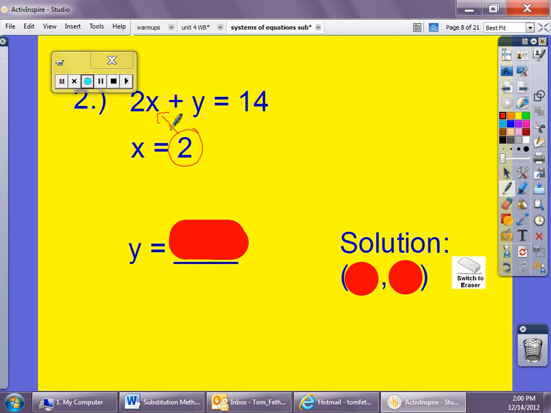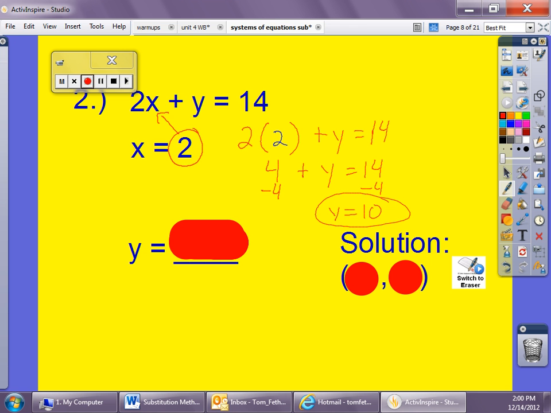So now I'm going to write a whole new equation. When I substitute in, I'm taking out the x, and I'm replacing it with this other 2. So we take out the x and we put in 2, and now we have to solve this for y. So we have 2 times 2 plus y equals 14. Well, we know that 2 times 2 is 4. So we have 4 plus y equals 14, and we can subtract 4 from both sides, and now we get y equals 10. So now we know the y value.